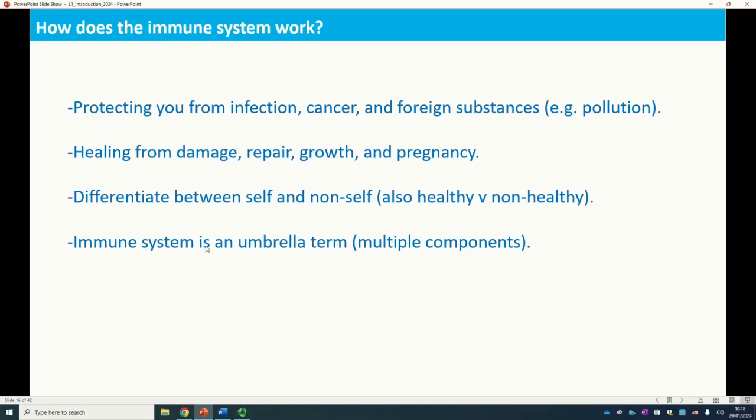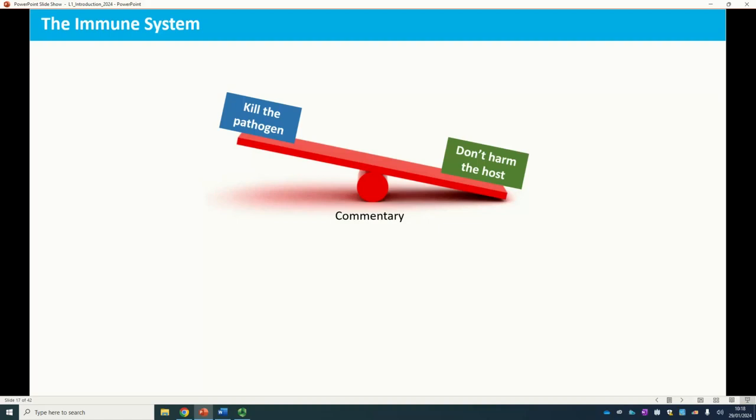And then the immune system is an umbrella term because it has multiple components and systems within it. Now, when it comes to the immune system, it is a little bit of a balancing act. On one hand, we have the need to kill the pathogen, but we also don't want to harm the host. So in order to kill the pathogen, we need to create a hostile environment for that pathogen. But you can imagine that if we go a little bit too far and make it too hostile, we'll create damage to the host cell tissues as well. So it's a really fine balance between creating a hostile environment to kill the pathogen, but not harming the host. But it doesn't always work.